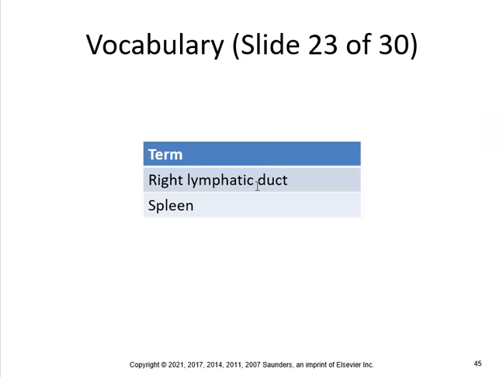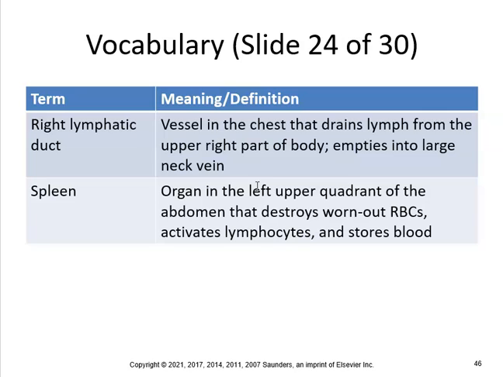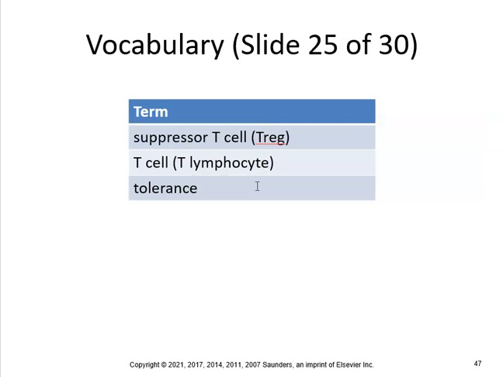You have the right lymphatic duct and the spleen. The right lymphatic duct is a vessel in the chest that drains lymph from the upper right part of the body, and empties into the large neck vein. The spleen is an organ in the left upper quadrant of the abdomen, behind and inferior to the stomach. Basically, it destroys worn out red blood cells, activates lymphocytes, and stores blood.